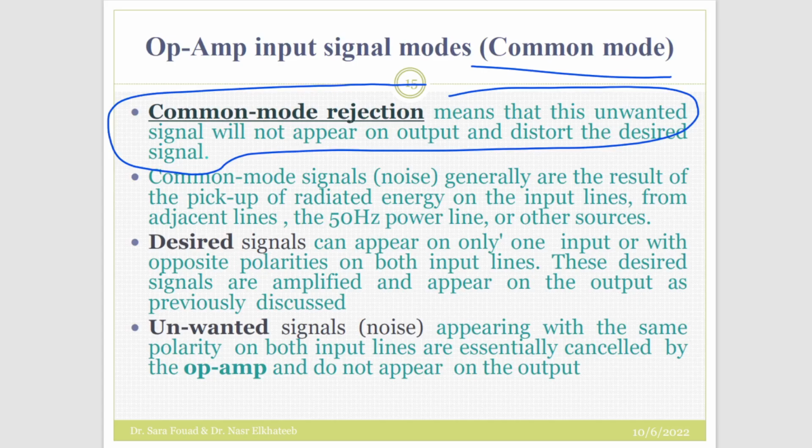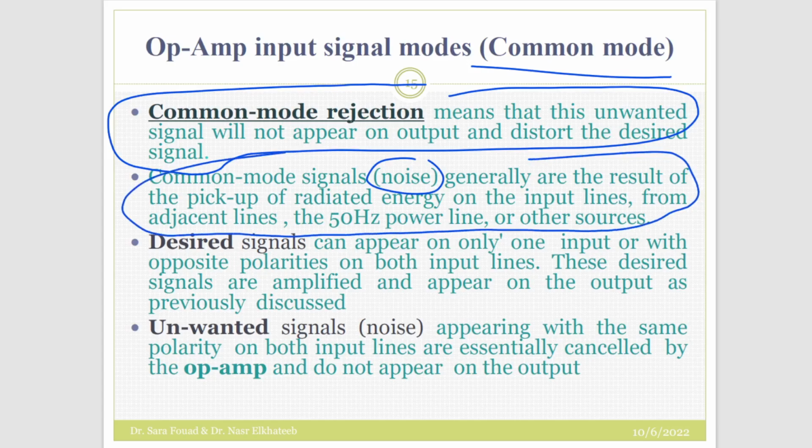The common mode signals, also known as noise, are generally the result of the pickup of radiated energy on the input lines from adjacent lines, the 50 hertz power line, or other sources. Common mode signals are ideally equal, but these signals aren't ideally equal, so there are going to be some differences. These differences are very small, so we call it noise.